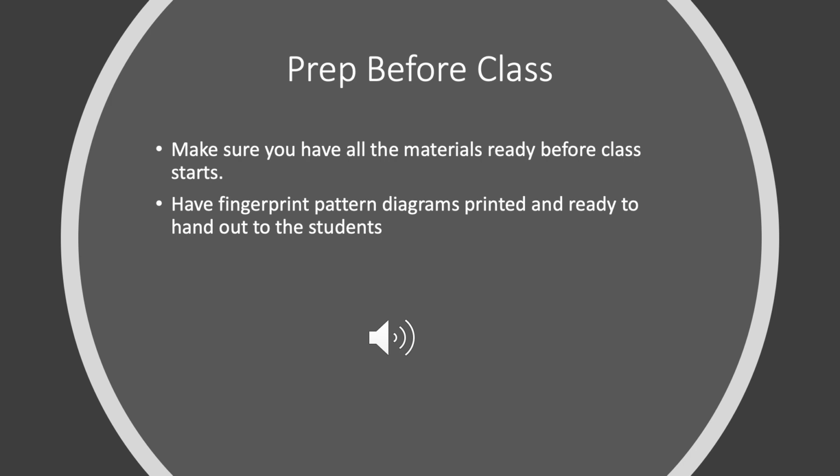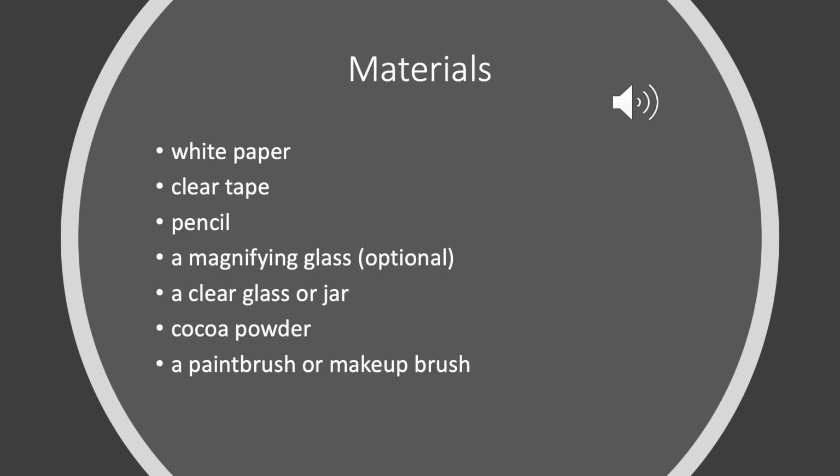Before class, make sure you have all the materials ready and have the fingerprint pattern diagram printed and ready to hand out to the students. Make sure that you have all the materials such as white paper, clear tape, a pencil, a magnifying glass, which is optional, a clear glass or jar, cocoa powder, and a paintbrush or makeup brush.